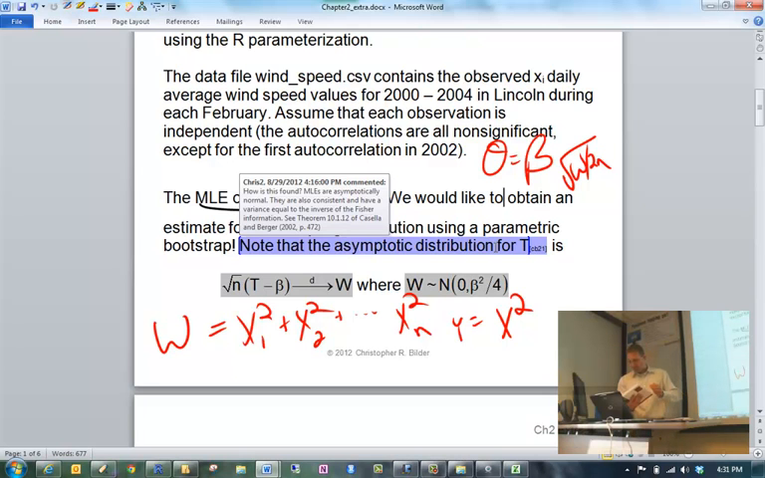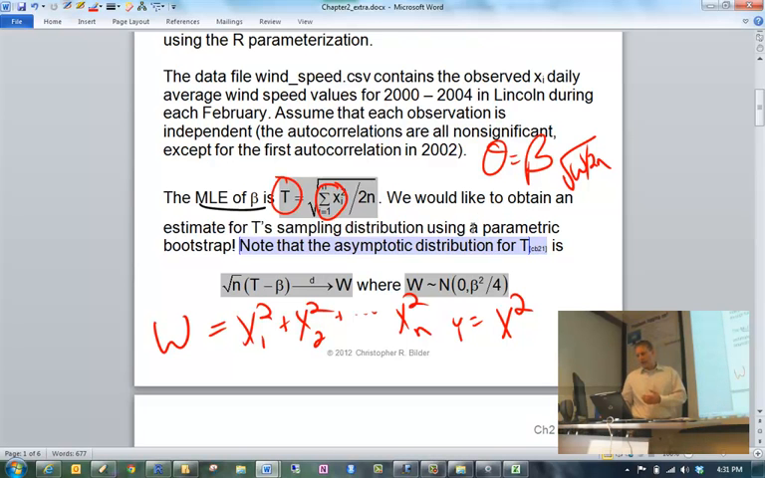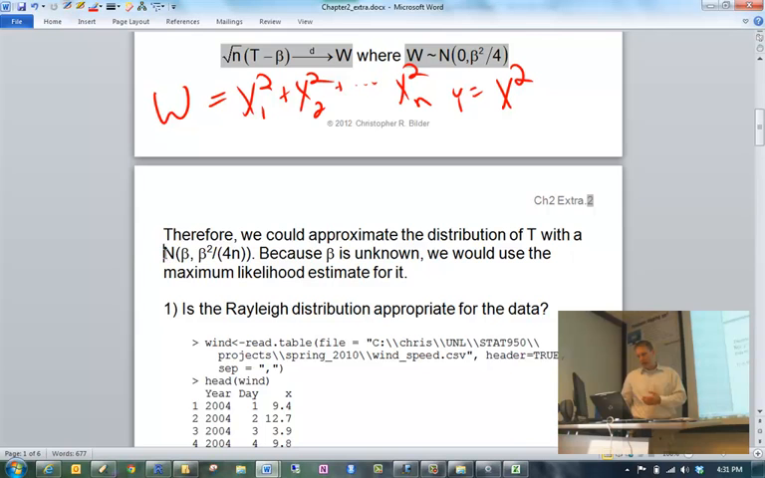1 over Fisher information. You might remember there are 2 definitions of Fisher information. One works with the squared and one doesn't. That's what I was going to use. Anyway, so 1 over the Fisher information. And so with that, you could say that T has an approximate distribution, for large samples, of normal with mean beta and a variance of beta squared divided by 4n.